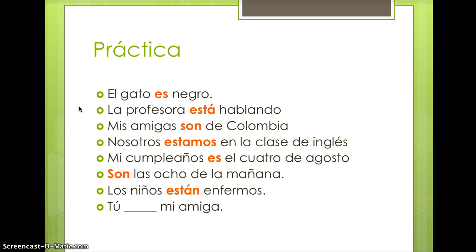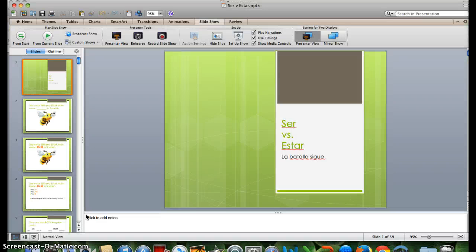Next up, tú blank mi amiga. So I'm telling you that you are my friend. So what does that do? I'm literally telling you your relationship to me. So that's relationship, so that's ser. And since I'm talking about tú, that goes from the tú box, which is the middle left box, which is eres. So tú eres mi amiga. And that is it.